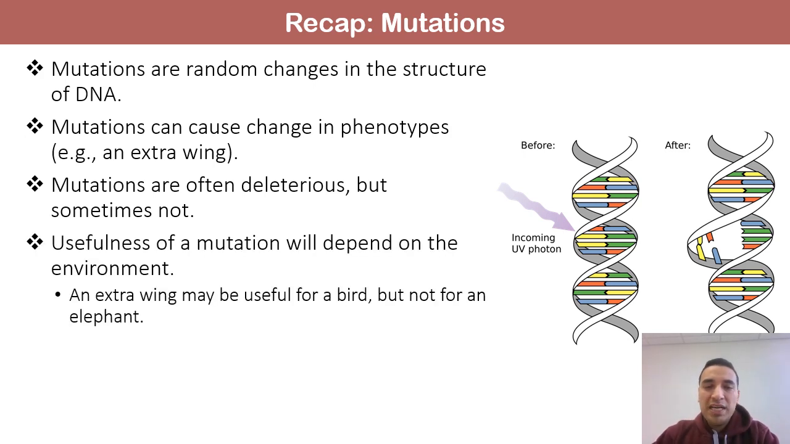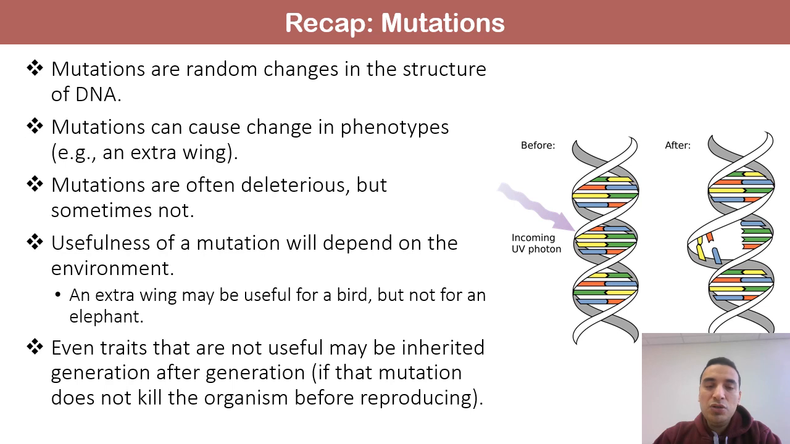So something that is important is mutation is random. Okay, usefulness of a mutation will depend on the environment. An extra wing may be useful for a bird, but not so much for an elephant, right? Because it is not going to fly anyway. So why do you need a wing, right? So a lot of mutations do not really have benefits. A lot of them do have harmful effects, though.